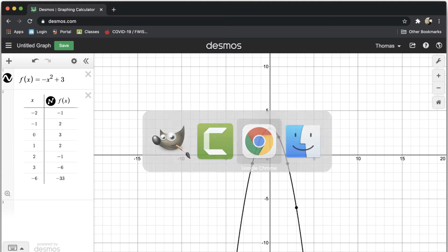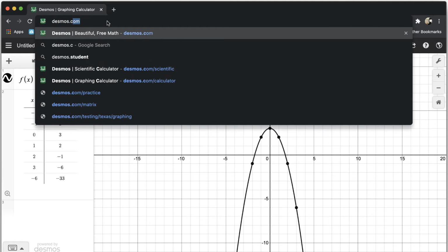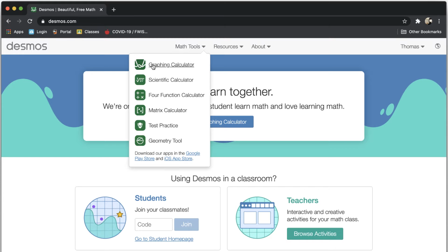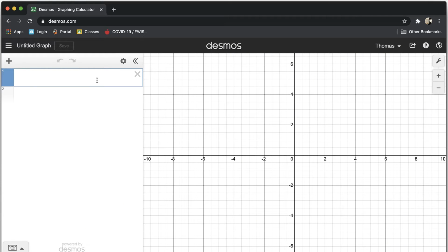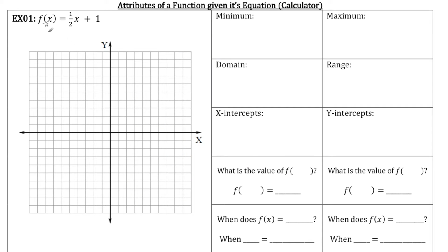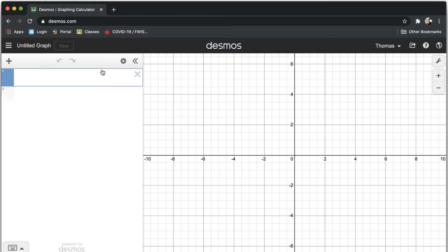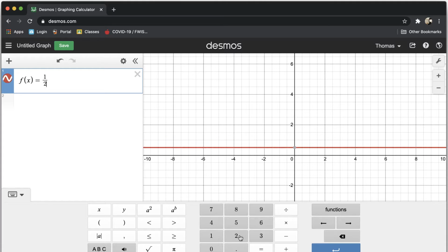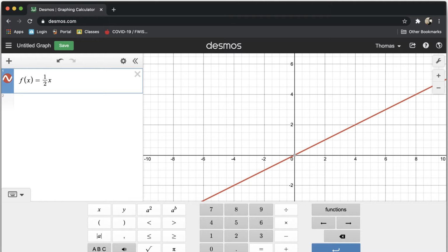So I want you to go to Desmos and go to Math Tools, Graphing Calculator, and type f of x equals 1/2 x plus 1. Now if you don't know how to do the fraction, you can just do 1 divided by 2. Just be sure to click back up here when you're done, because if you don't, when you try to push x, it'll go down there. We don't want that. We want x right here, plus 1.